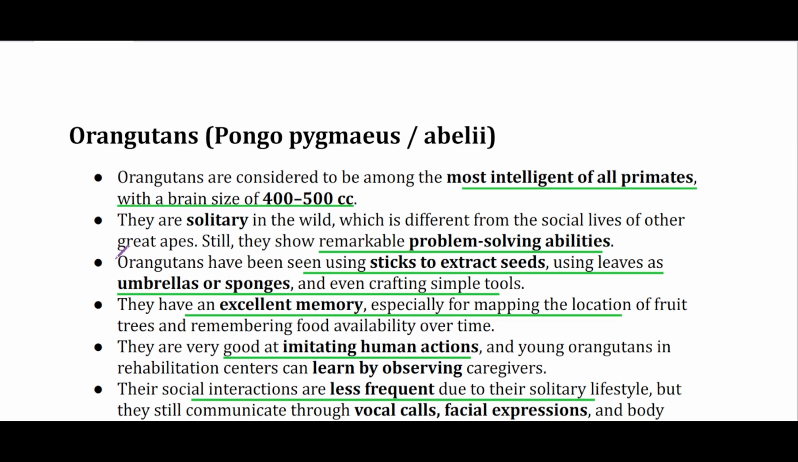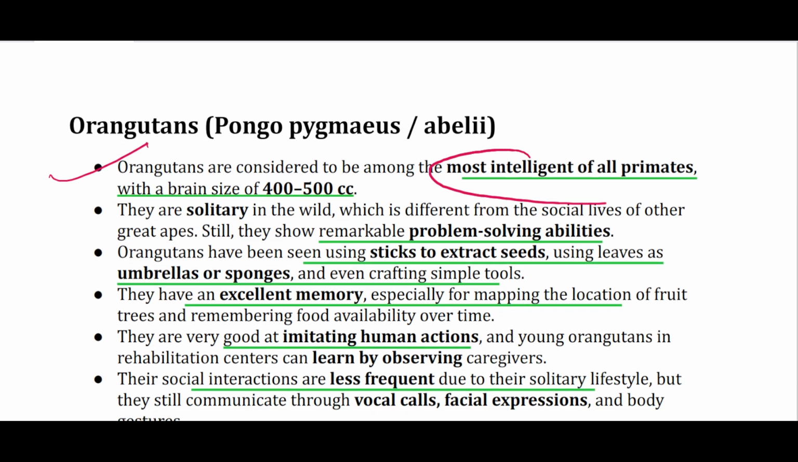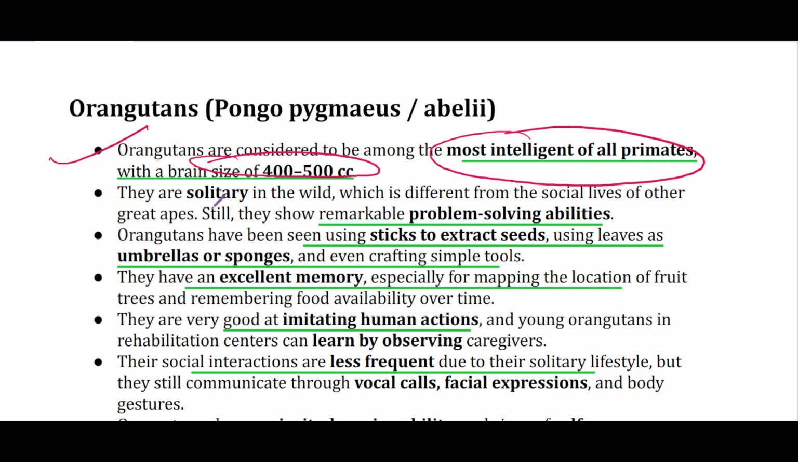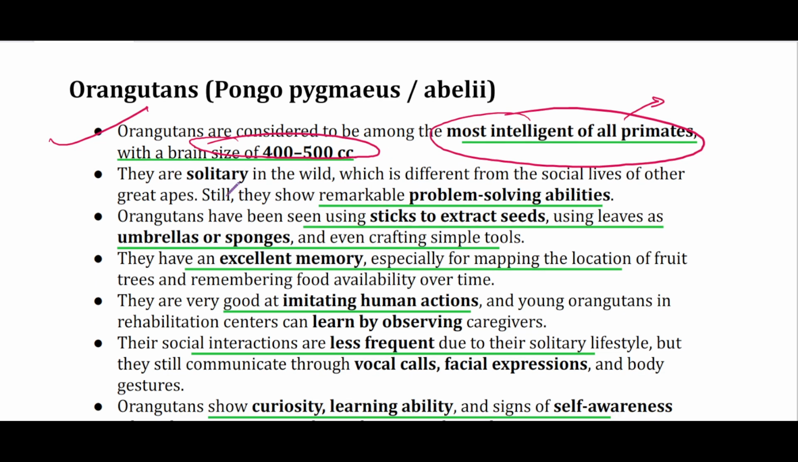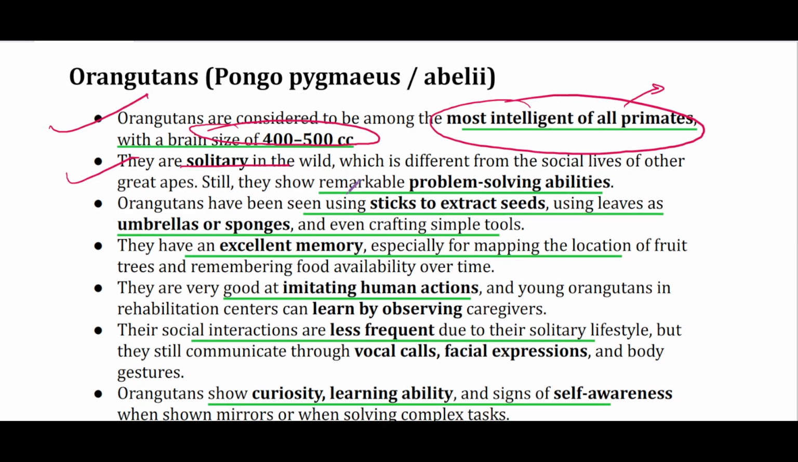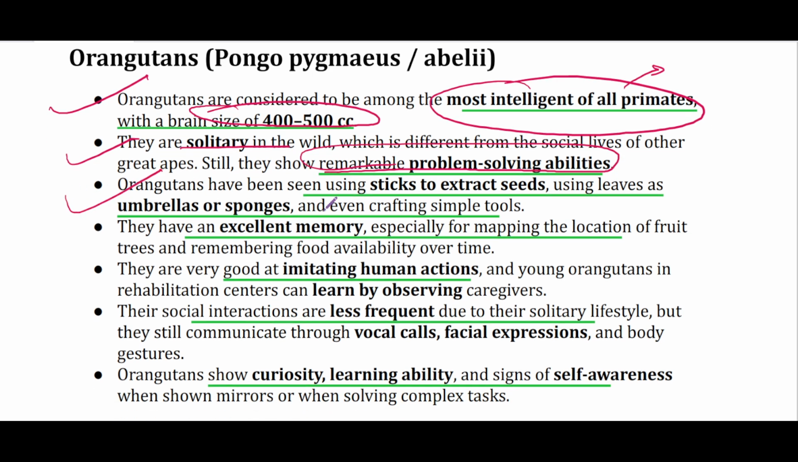Now, orangutans, they are considered the most intelligent of all primates with a brain size of 400 to 500 cc. Most intelligent of all primates other than humans. They are solitary, but they show remarkable problem solving abilities. They have been seen using sticks to extract seeds, using leaves as an umbrella or sponges, and even crafting simple tools. First instance among any other primate.